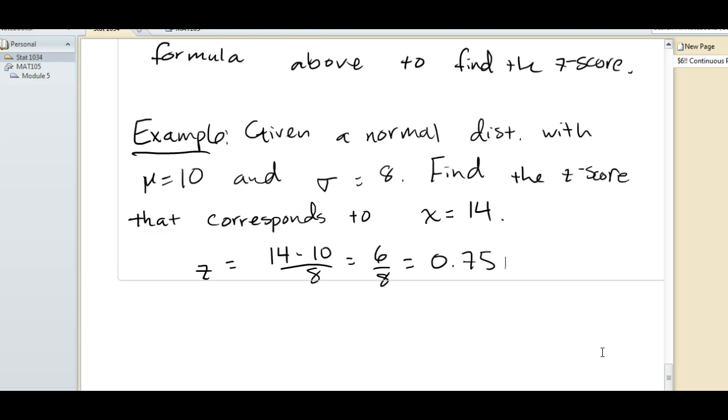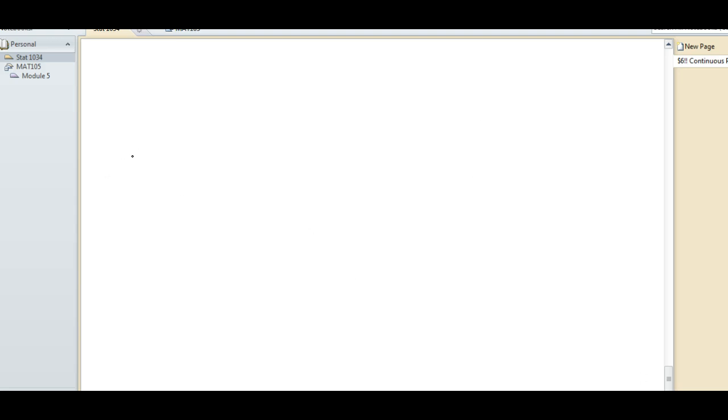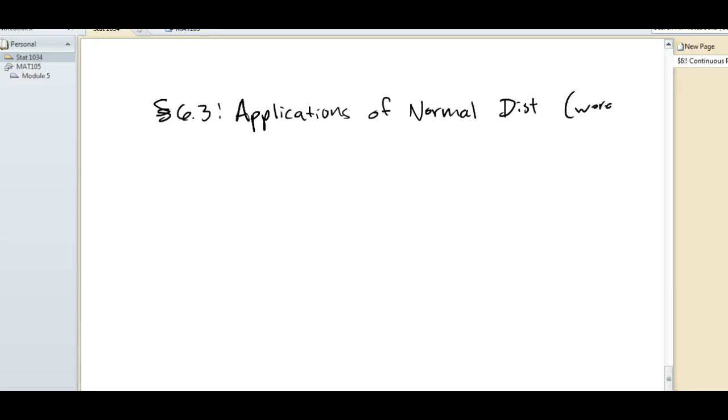So the next thing to look at is 6.3, applications of the normal distribution, which are really just story problems. So we won't be doing anything new there. We'll just look at a couple examples. So 6.3, applications of normal distribution. And these are basically just word problems.